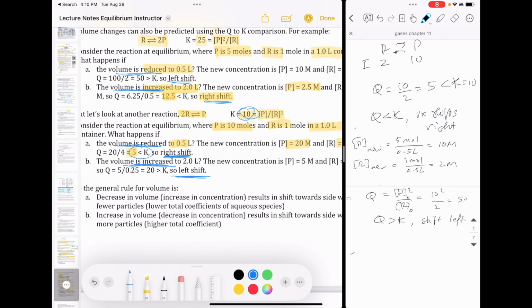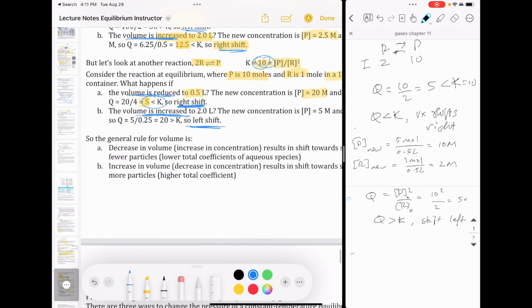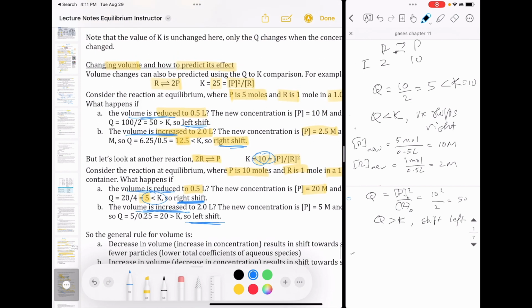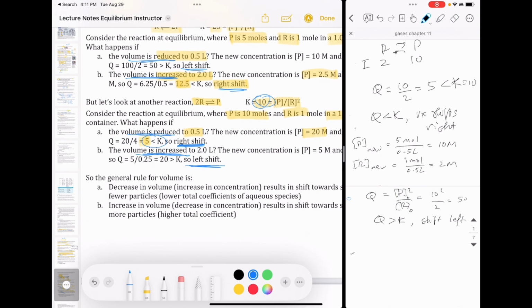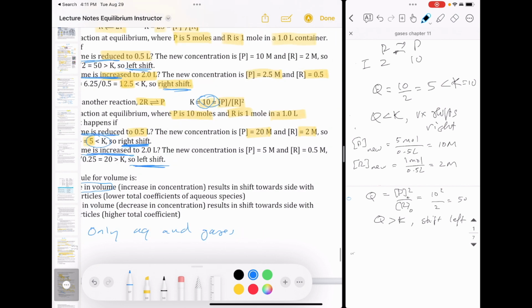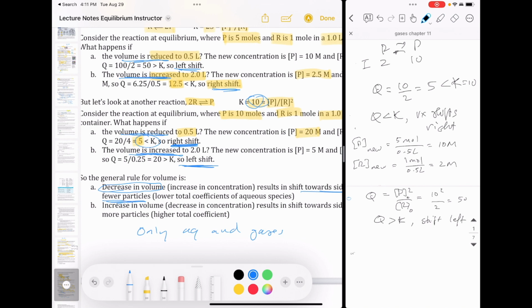So what's going on here? Is there a pattern to this, or do we have to do these type of calculations every time? The pattern depends on which side has a higher total coefficient. That's what's going to determine which way it's going to shift. Now, remember that because we're talking about volume, you need to first only look at aqueous or gaseous species, right? Because remember that for solids and liquids, their concentration doesn't change. Now, if you're decreasing the volume, it's going to shift towards the side that has fewer particles, fewer moles, which is the lower total coefficient. That's the side that it's going to shift toward.